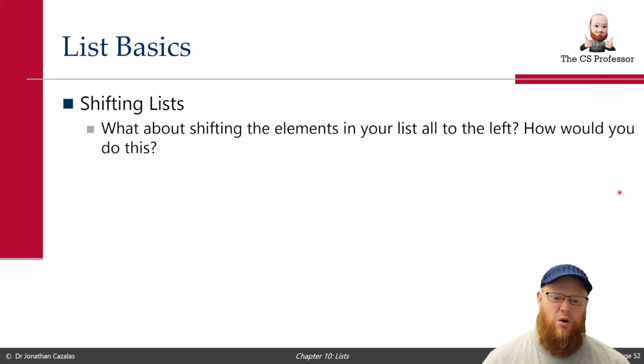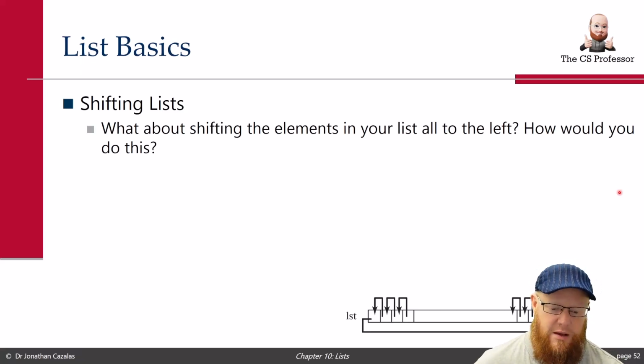Shifting a list. What if you want to shift all elements in your list one position to the left? How would you do that? So imagine we have this list of 10 elements and we want to shift each one position to the left, right? So if this was at index 9, we want to move it to 8. The one at 8, move it to 7.